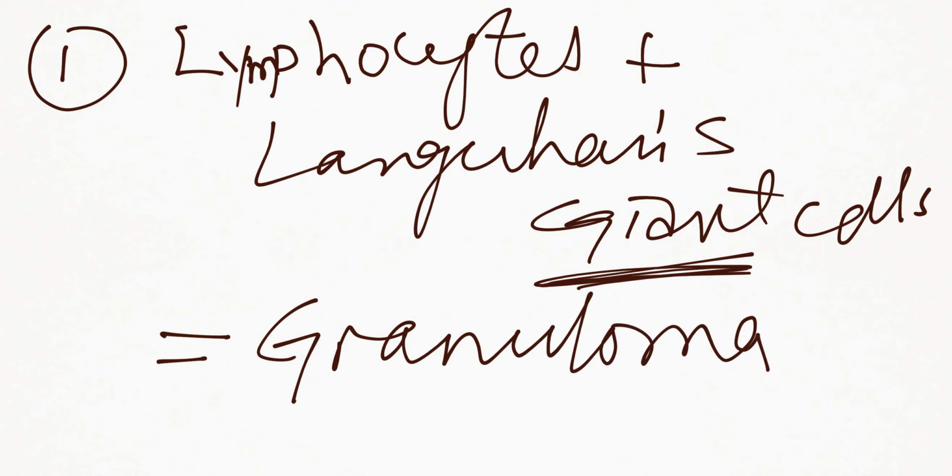Okay, and remember that he may ask you the question in another way. He may ask you, what will you find in granuloma? You want to tell that there are lymphocytes and Langerhans giant cells. So this is the first one, and these three statements are always the same.